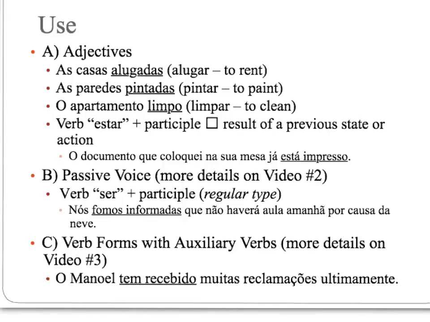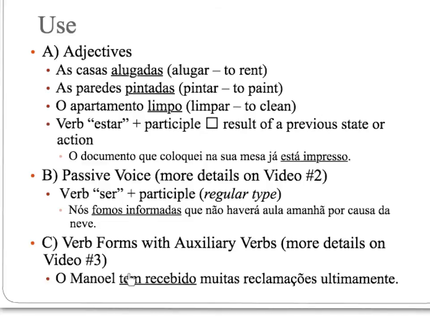And then we have the last one, which is verb forms with auxiliary verbs. And again, I'm going to give you more details on video 3. But in this case, o Manuel tem recebido muitas reclamações ultimamente. Okay? O Manuel has been receiving. Now, again, I'll explain the difference between present perfect simple and continuous. But just so you understand right now, you can translate it as o Manuel has received. It's not really what it means, but just so you follow in terms of the form. Manuel has received a lot of complaints lately, okay?